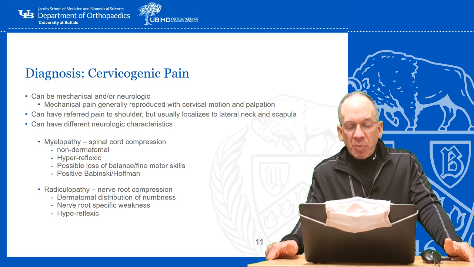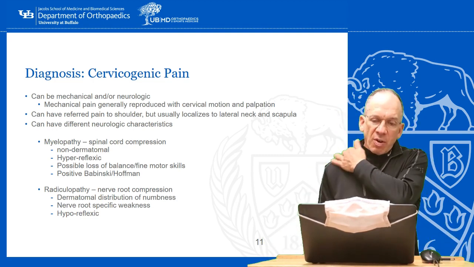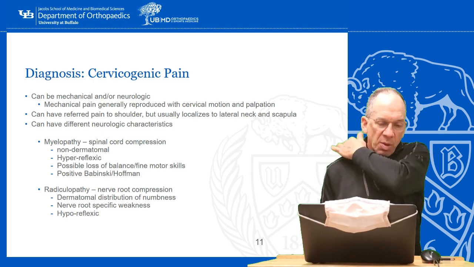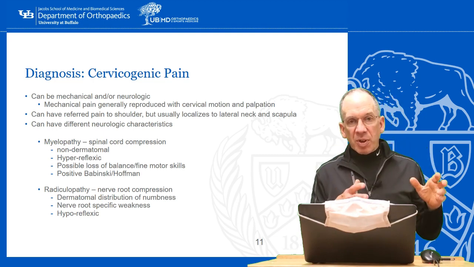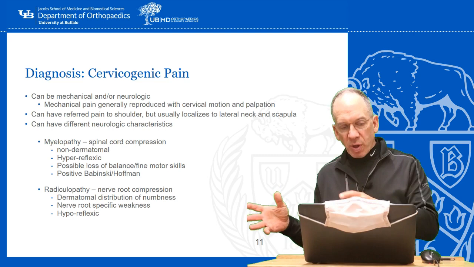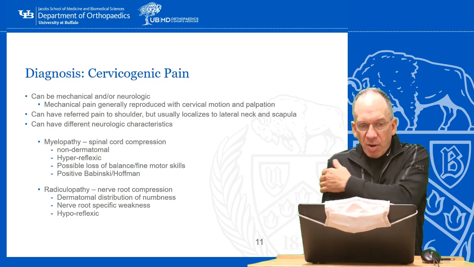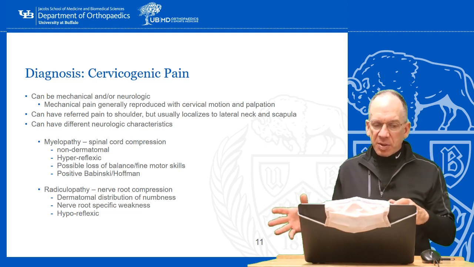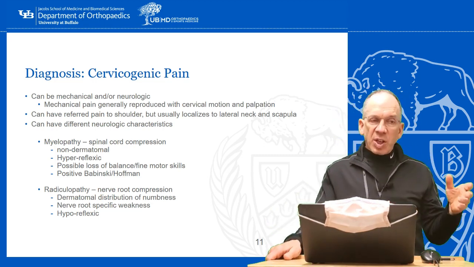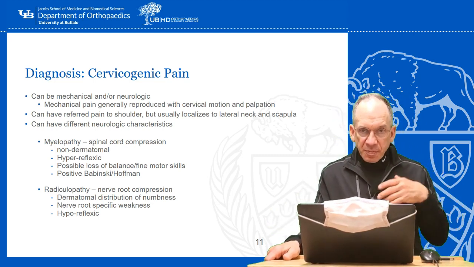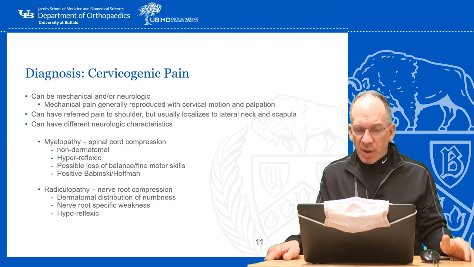People often come in complaining of shoulder pain, but it's different. If someone's complaining of pain here, in the lateral neck, or in the medial border of the scapula, that generally is not coming from the shoulder joint. When people have shoulder pain, they're generally talking about pain here and pain here, and that's a really important way to make a distinction. Also, if someone has primarily shoulder disease, they shouldn't really have any abnormal neurologic findings.